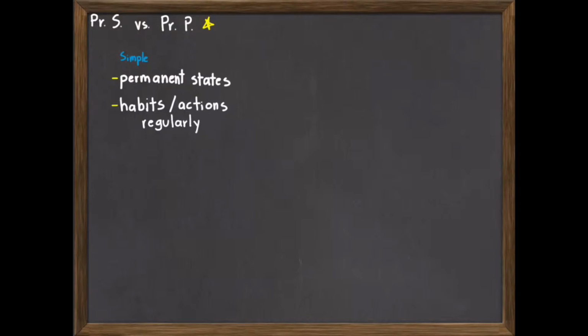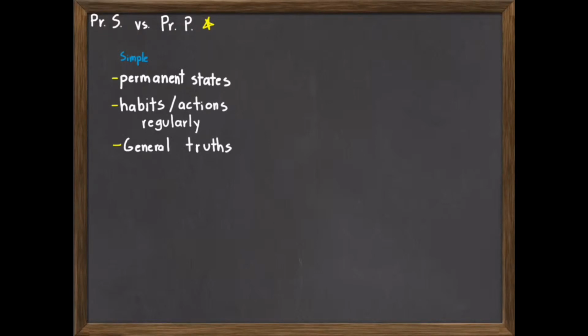Habits or actions that happen regularly, like when you eat your breakfast, when you take a shower. We always have breakfast at 8. I always take a shower at 7. That could be an example of present simple. Take a shower, have breakfast. Those are present simple conjugations.